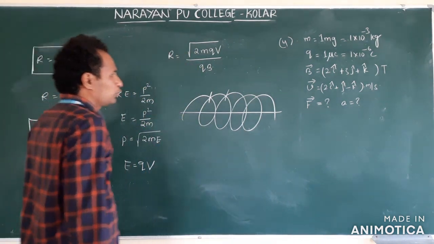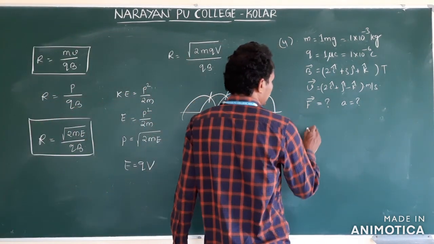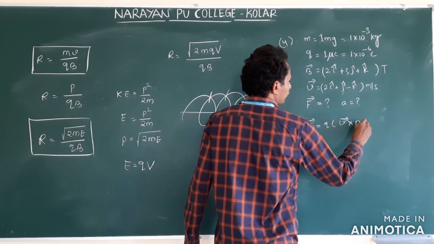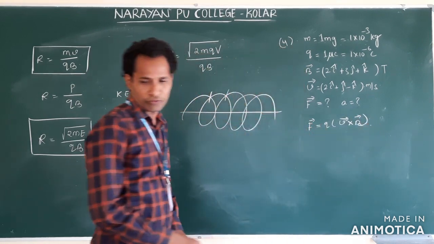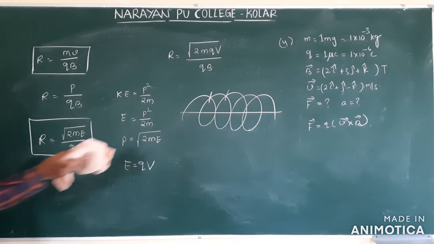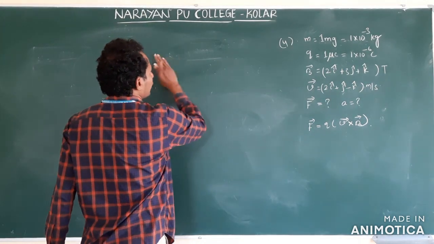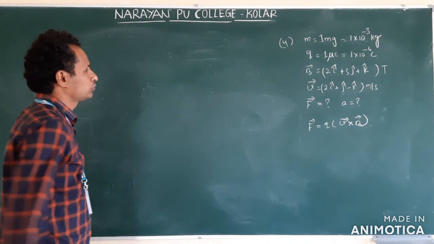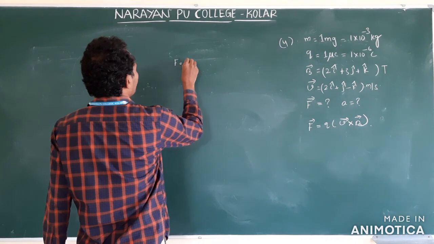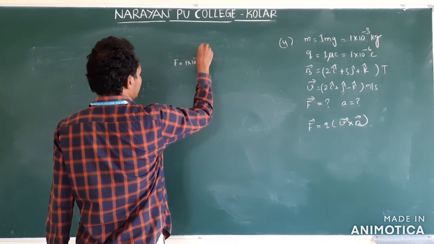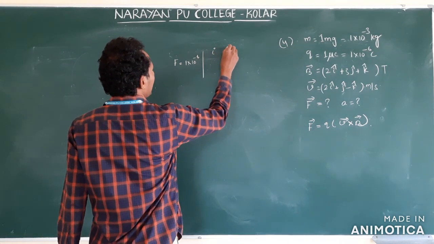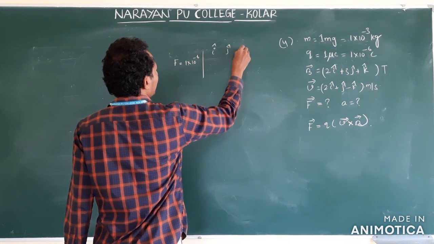Clear? Now, what is the force experienced by the charged particle in vector form? F is equal to Q into V cross B. Now we will do the cross product. F is equal to, what is the Q value? 1 into 10 power minus 6, times V cross B. First take the V vector, so first write i, j, k.